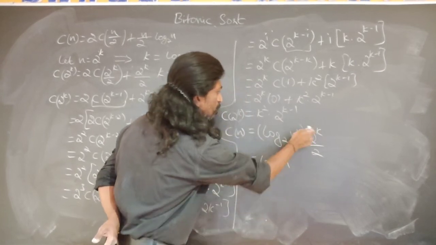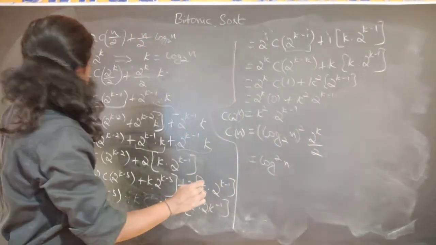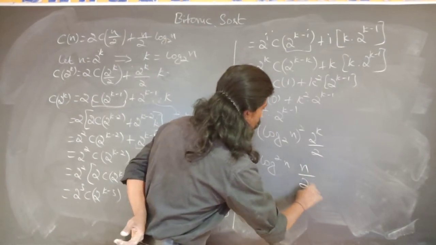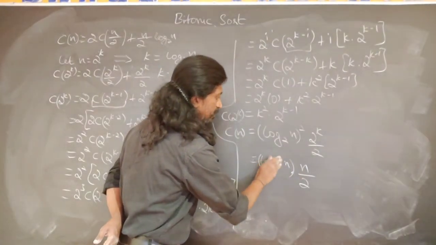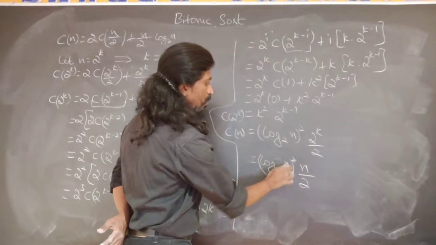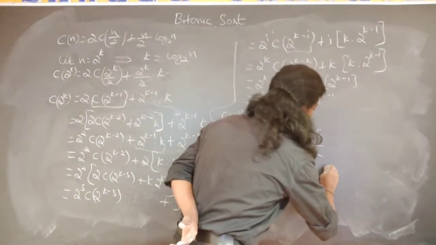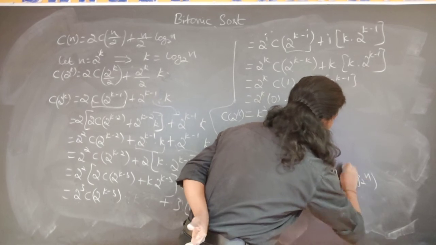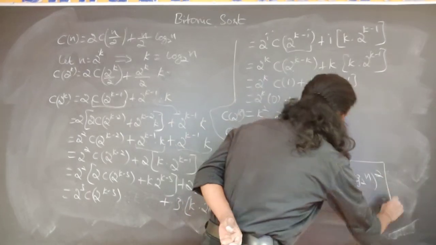You can write it as log n the whole squared, or you can write it as log squared n. 2 to the power of k is nothing but n, so n by 2. We will write it as log n the whole squared itself. So n by 2 into log n the whole square, we can eliminate the lower order term, and therefore the order of growth will be n into log n to base 2 the whole square. So this is the order of growth of Bitonic sort.